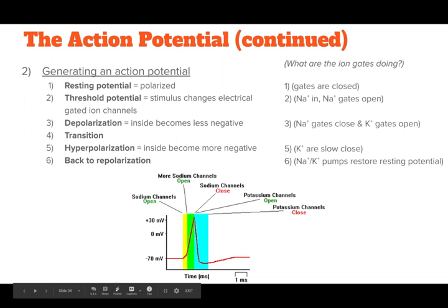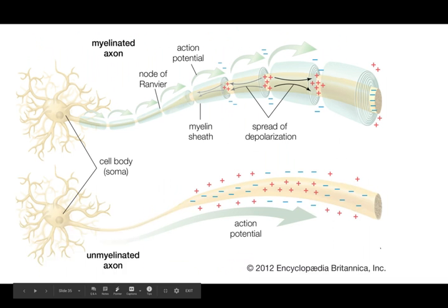When I talk about hyperpolarization, it's this little section right here. Notice how it dipped below negative 70? That's because it became hyperpolarized. And then eventually we get back to our normal repolarization at negative 70. So this is what it looks like, okay?